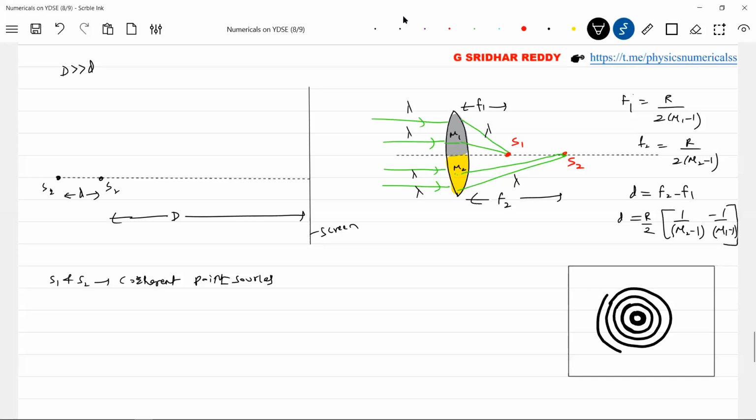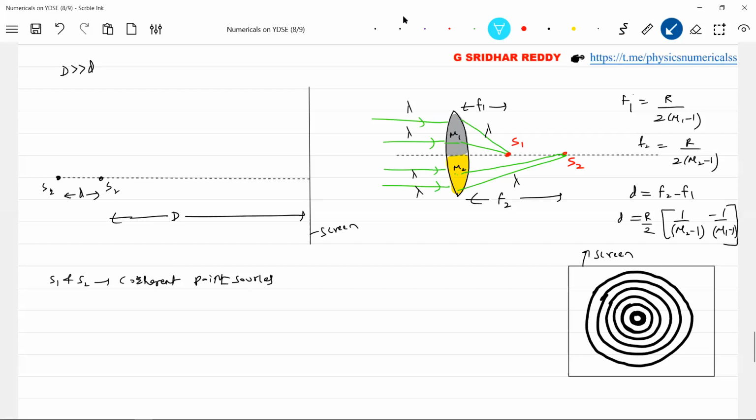This will be the pattern on the screen. So I want an expression for the radius of the nth order maxima on the screen. Now you have to ask the primary question: why will the pattern be circular like this? Why can't it be rectangular fringes like what happened in YDSE? Just stick to the basics here.